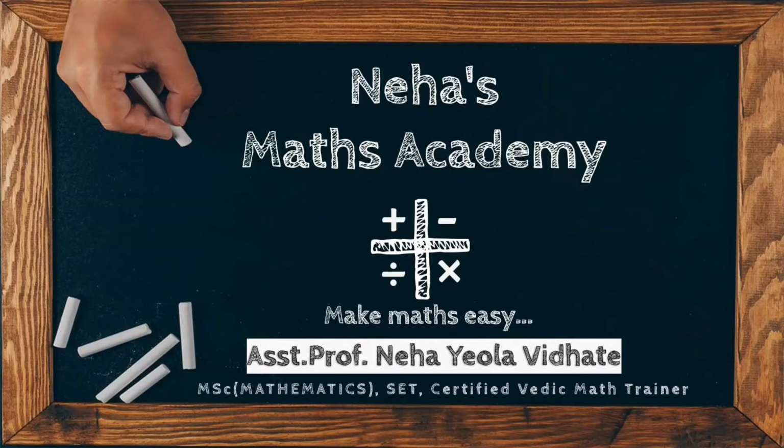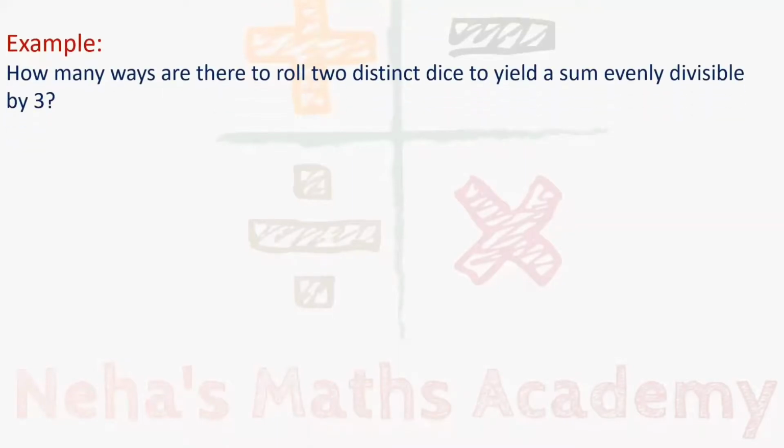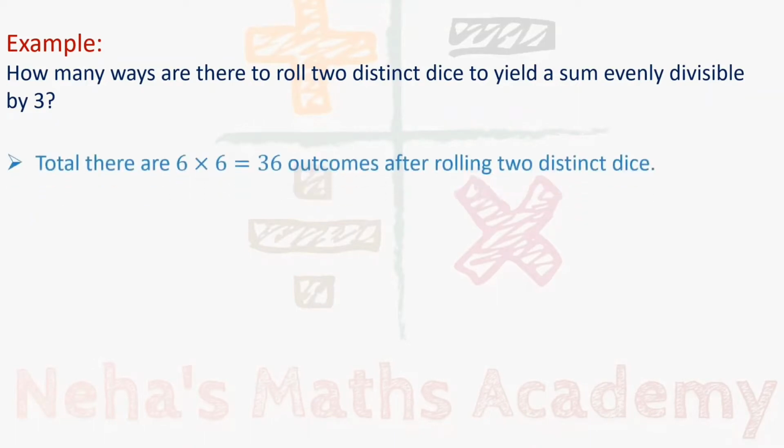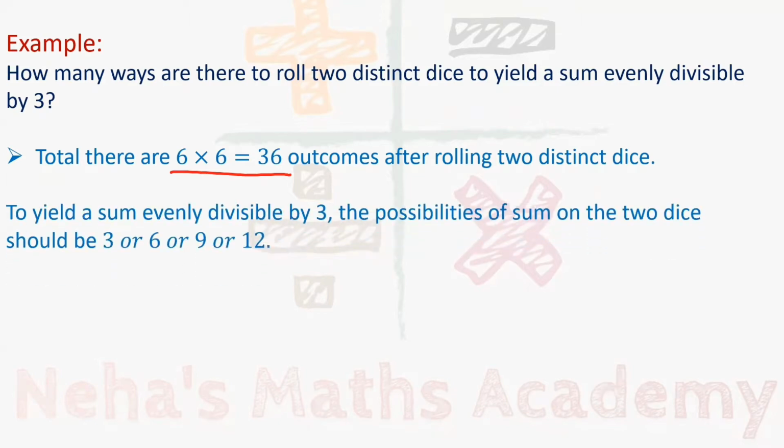In this video, we are going to learn some examples on counting principles. Our first example is, how many ways are there to roll two distinct dice to yield a sum evenly divisible by 3? In total there are 6 into 6, that is 36 outcomes after rolling two distinct dice, because for one die there are 6 outcomes. So for two dice there will be 6 into 6, that is 36 outcomes.